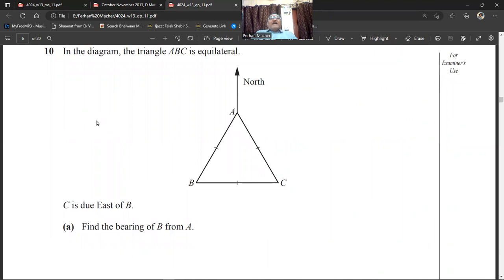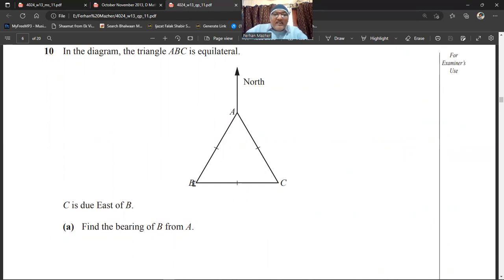He says in the diagram, the triangle ABC is an equilateral triangle. Equilateral triangle means all its sides are equal. So the side AB, the side AC, the side BC, they all are equal in length to each other. In the equilateral triangle, all the internal angles are 60, 60, 60. C is due east of B. So C is in the east of B.